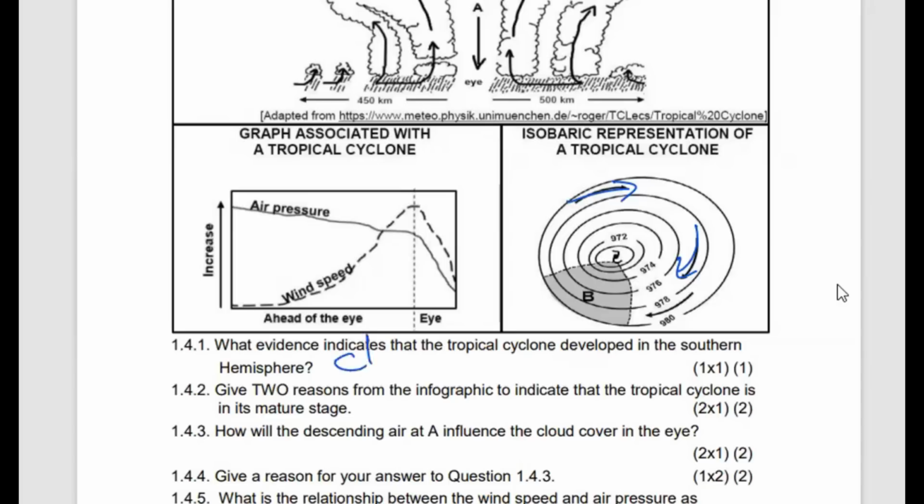So our response is clockwise movement of air.